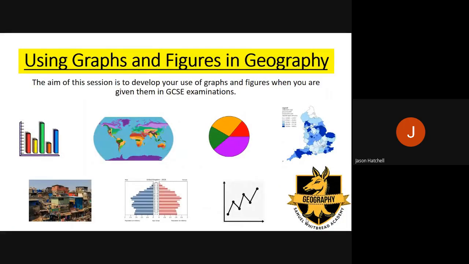Welcome to your next GeogPod, and this one, as you can see on screen, is about using graphs and figures and pictures in your geography GCSE exams.